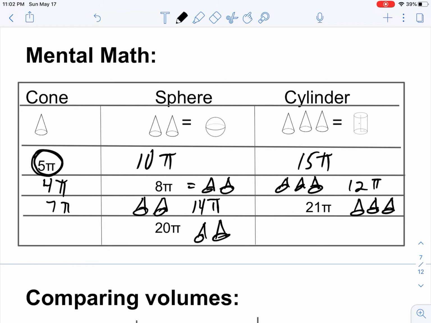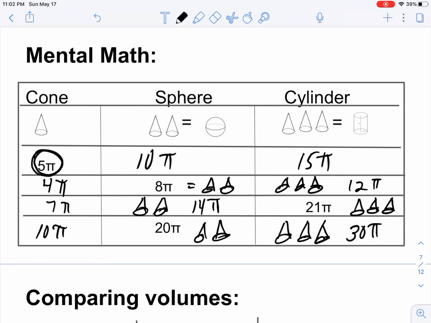And the last one, we have the sphere. We know that's equal to 2 cones. So if we divide it by 2, we can get back to a single cone. That's going to be 10 pi. We know the cylinder is going to be equal to 3 cones worth of volume. So 10 pi times 3 is going to give us 30 pi.